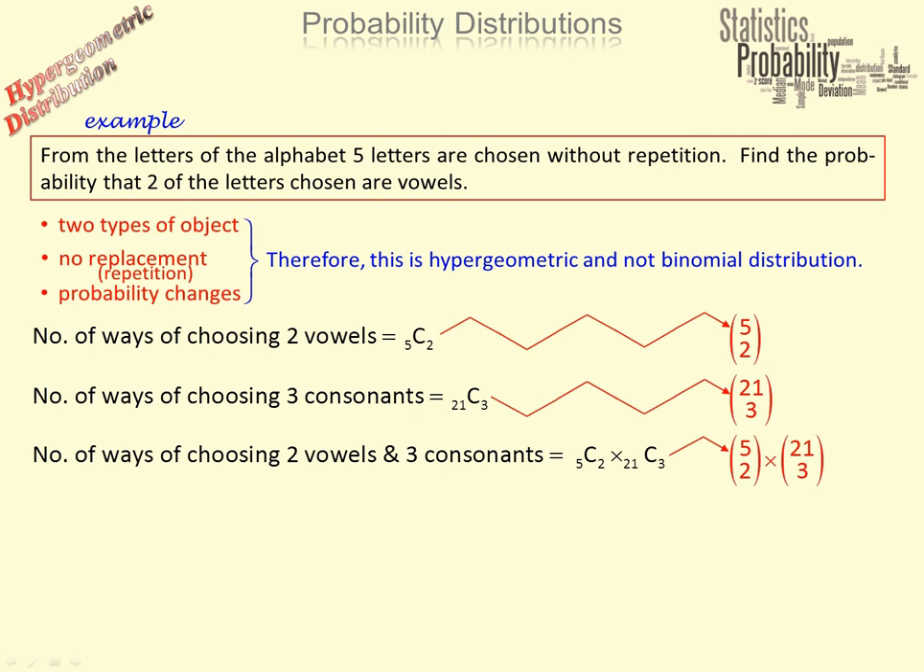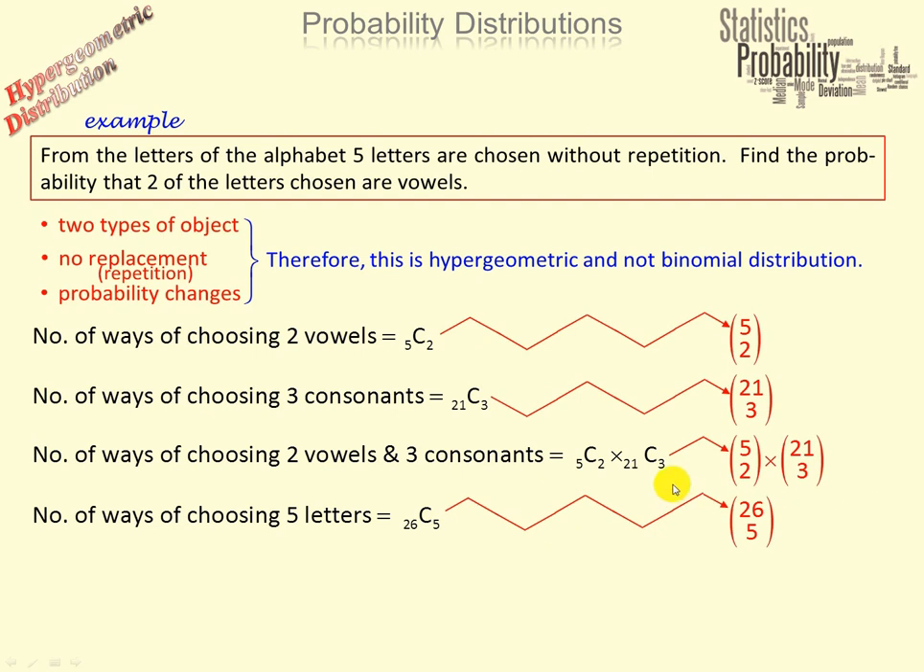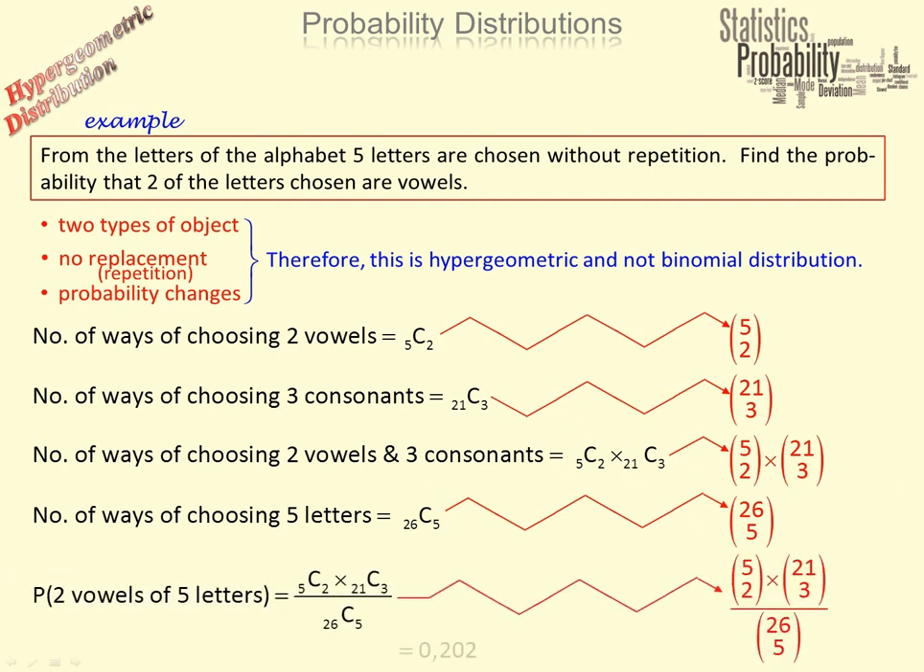Number of ways of choosing both, we're going to take them, and by the counting principle, if that's the number of ways for that, and this is the number of ways for this, we multiply them to get the number of ways for the whole lot. Total number of ways of choosing 5 letters, well, there are 26 letters in the alphabet, and we're choosing 5. So now what we're going to do is put this value, number of ways of choosing that, over the total. And that gives us 0.202.